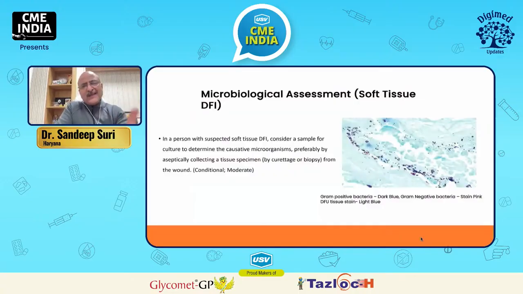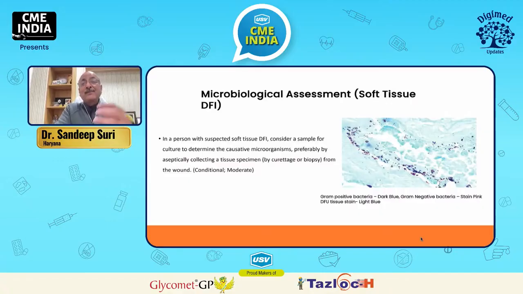Now, you are looking at the wound, the ulcer is in front of you, and you have diagnosed by the clinical signs that this ulcer has infection. So you have to send the culture sensitivity. In a person with suspected soft tissue diabetic foot infection, consider a sample for culture. But first you have to debride and clean. After debridement and cleaning, you have to take the deep tissue culture, because only then will you be able to know the invader, the causative microorganism.